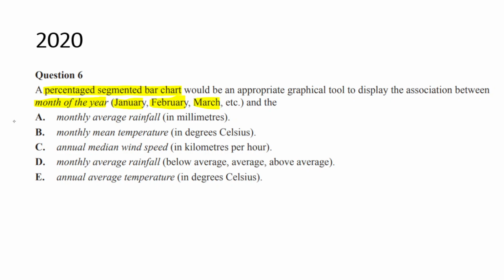We've got to rule out all of the ones that are not categorical, like monthly average rainfall, monthly mean temperature, annual median wind speed. Monthly average rainfall is actually categorical because of the categories they're using. So that will be our answer. And annual average temperature is not our answer. So option D.